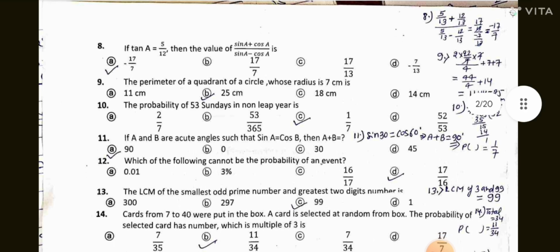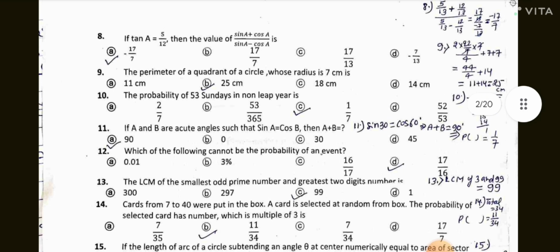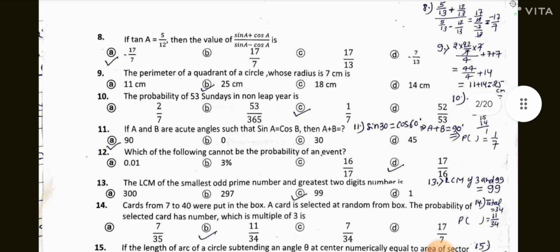Question 10. The probability of 53 Sundays in a non-leap year. Non-leap year means 365 days. If we divide 365 by 7, the quotient is 52 and the remainder is 1. It means 52 Sundays, and for the 53rd Sunday 1 day is left. So out of 7 days, only 1 day, so the probability will be 1 by 7. If it were a leap year, it would be 2 by 7. So here the answer is option C.